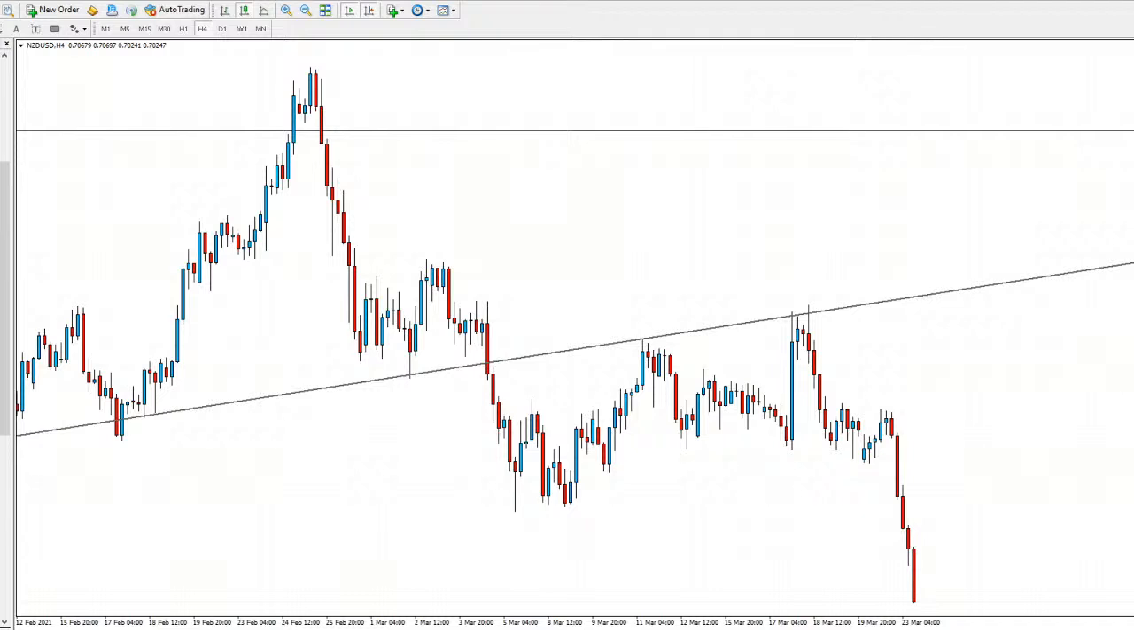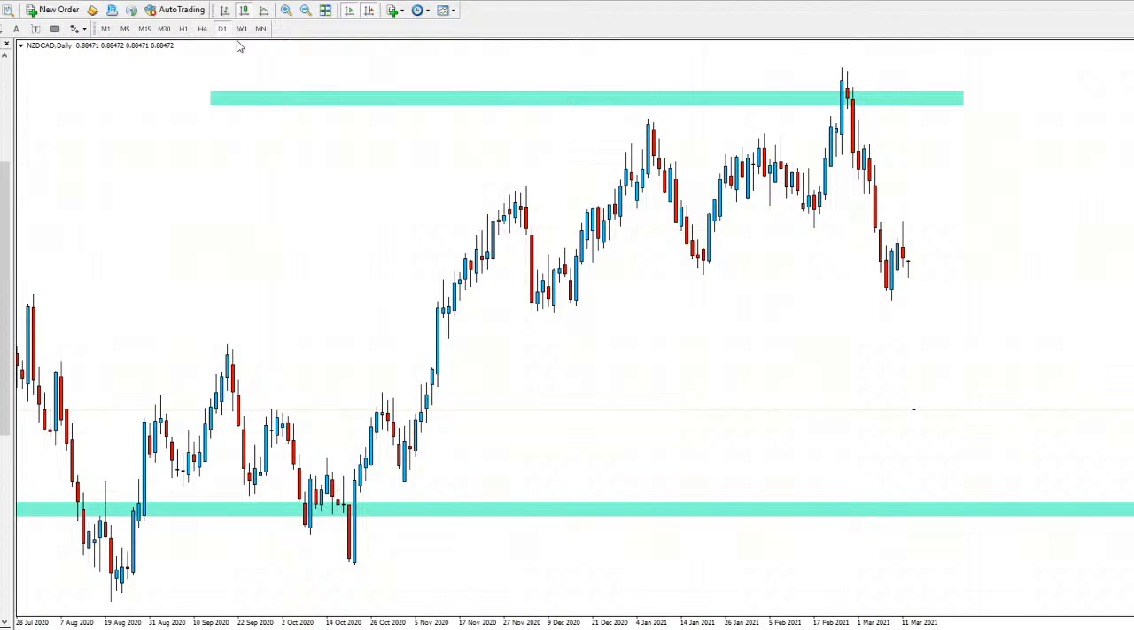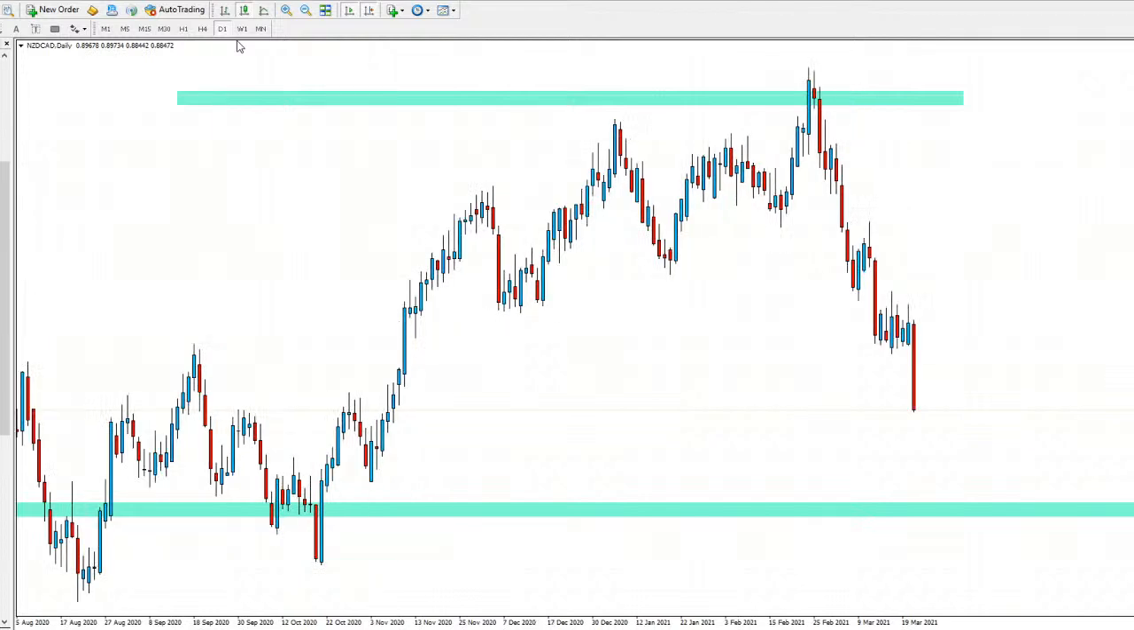NZD/CAD for this one, I was looking, potentially could see some buying opportunities for this one, but as you can see, price broke out of that consolidation to the downside. If we got back above this area, that could be a nice place to look to buy. As you can see, really nice daily support there, was acting as resistance. So if we got above that, could be looking for buys.